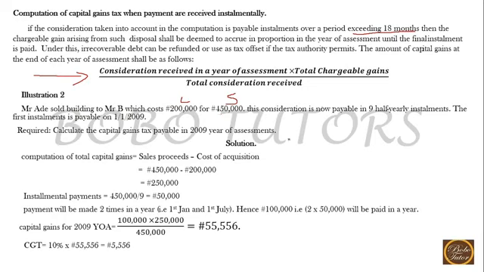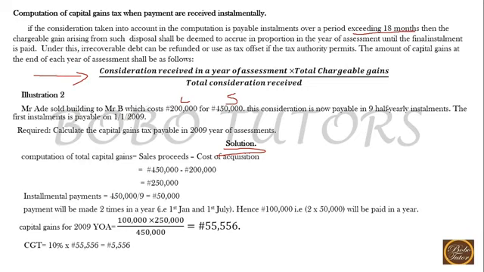So the first thing for us to do under the illustration is that we are going to determine the capital gains, the total capital gains. Total capital gains here will be 450,000, which is the sales proceeds, minus 200,000. That's 250,000. Now let's look at how much Mr. Ade is going to pay instrumentally.